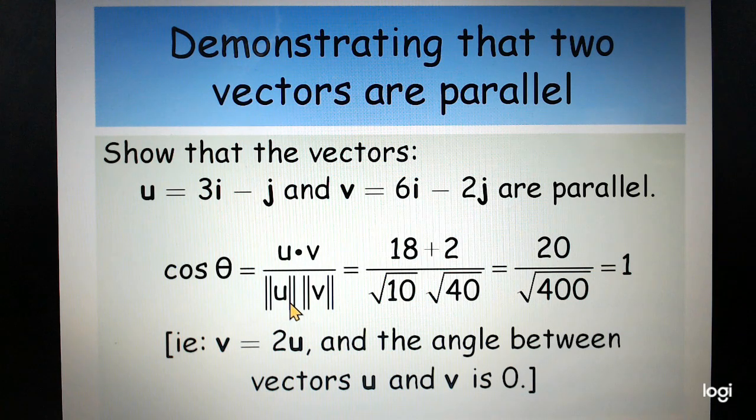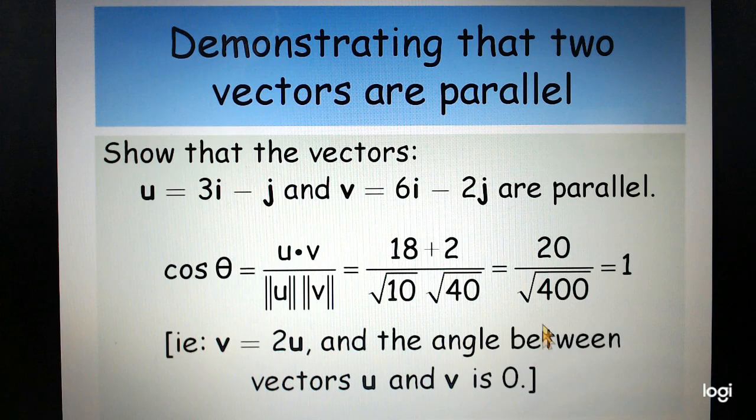And now let's do magnitude of u times magnitude of v. Well, 3 squared and negative 1 squared is 9 and 1 is 10. That's radical 10. And 6 squared and negative 2 squared is 36 and 4 is radical 40. Multiplied out is 400. Square root of 400 is 20. 20 over 20 is 1. Okay, so we got the cosine theta is 1, and that occurs when the angle is 0. And I should have had 0 degrees here, but I'll fix that up in the future.